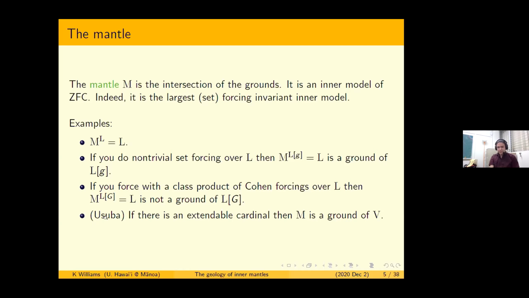On the other hand, and I don't want to say all of Usuba's theorems are fantastic, but they are, if you have an extendible cardinal, then the mantle must always be a ground of V. So given sufficient large cardinals, you have a smallest ground. And I think recently it's been shown that a proper class of supercompacts is not good enough to get this, that you can force the mantle to not be a ground from a proper class of supercompacts. So this is pretty close to an optimal result.